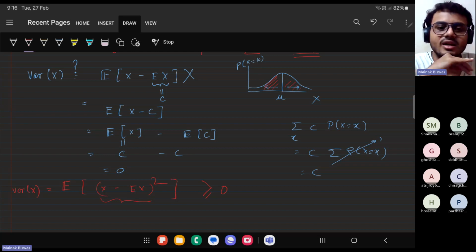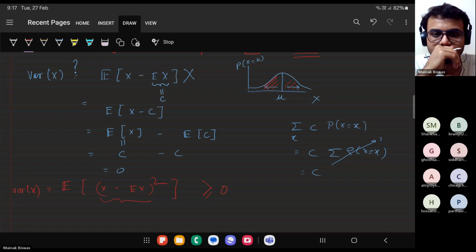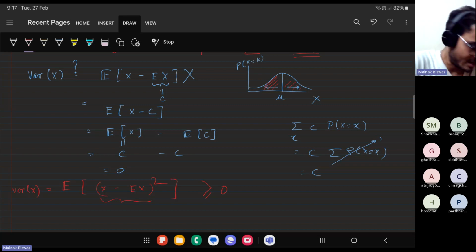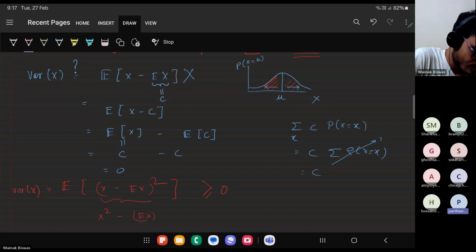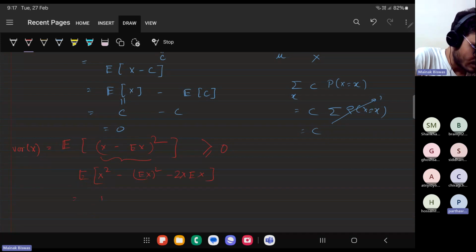How can I write the interior of this expectation? What can I expand this as? X square minus 2x EX. So this is defined as the variance.